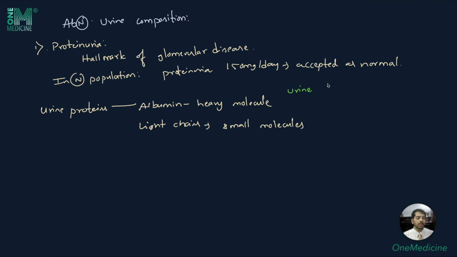Urine dipstick methods usually detect only the albumin and hence gives the albuminuria picture, whereas the light chains are not detected by most of the commercially available urine dipsticks, requiring further special assays with sulfosalicylic acid.